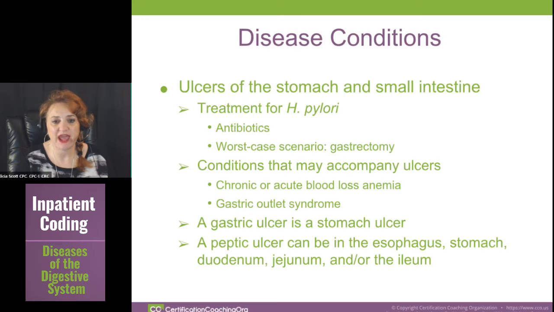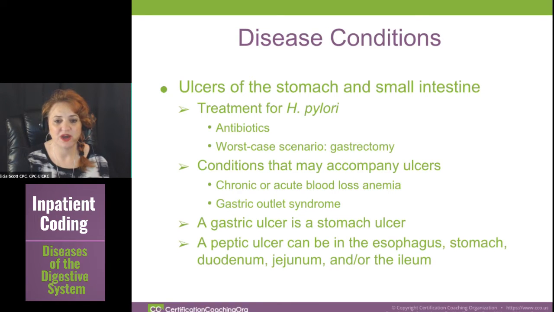Other things that could happen is blood loss anemia. So pay attention to that. If a person is having a bleeding ulcer, a bleeding gastric ulcer, they are probably going to be anemic. Also, they can get gastric outlet syndrome. So I'll let you go look that up as a little additional homework and understand what gastric outlet syndrome is.